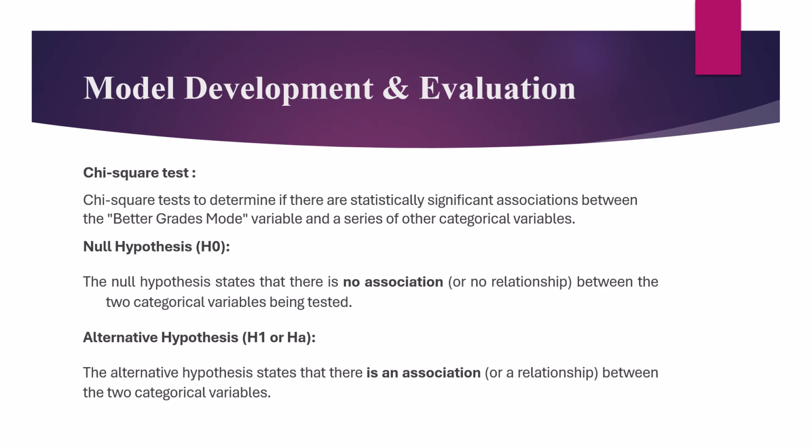Now, moving on to model development and evaluation. So we did the chi-square test to determine if there are statistically significant associations between the better grade mode variable and a series of other categorical variables. We did null hypotheses and alternative hypotheses as well. The null hypothesis stated that there is no association between the two categorical variables being tested, and the alternative hypothesis stated that there is an association between the two categorical variables.